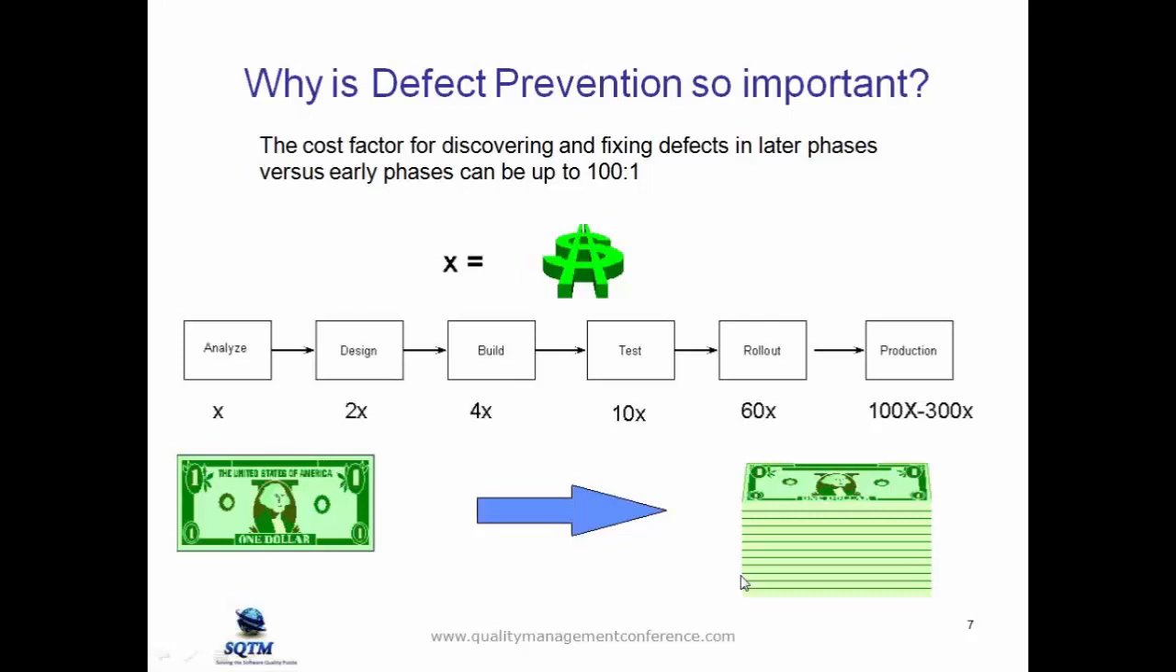And then deployment or rollout maybe 60 times, and then if a customer finds that same defect, the typical cost is really 100 times to 300 times plus, and sometimes even more than had you caught that same defect during the original phase in which it was introduced.